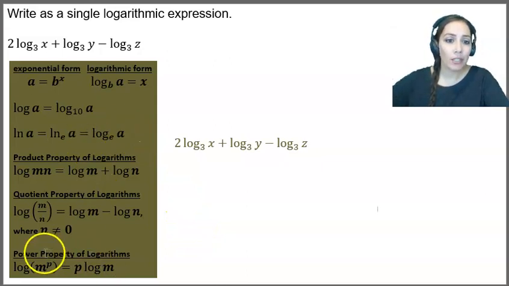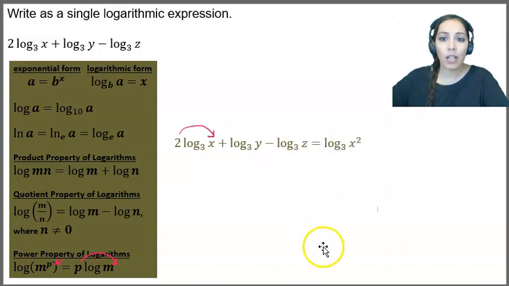If you come down here to the power property of logarithms, you can see that when you have a number in front, like this p right here, you can go ahead and put it back into the exponent position. So what I'm essentially going to do is take that p, put it right up here as the exponent, and that's how I'm going to get m to the p. So I'm going to take that 2 and put it right back into the exponent position, so it will become x squared. So I really have log base 3 of x squared.